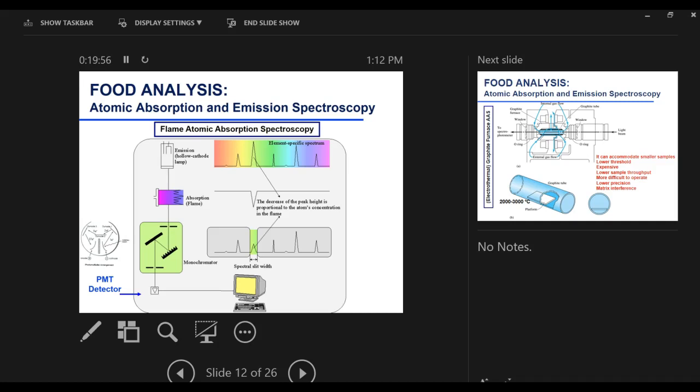Let me remind you, it's a photomultiplier detector. That means you have your energy that hits the anode. The anode here, the cathode here. The radiation hits the cathode, which emits an electron, and then it gets amplified multiple times until you have a lot of electrons that reach the anode. So it amplifies the signal, so you have better sensitivity and lower threshold. Okay? And then from there, your absorption is read.